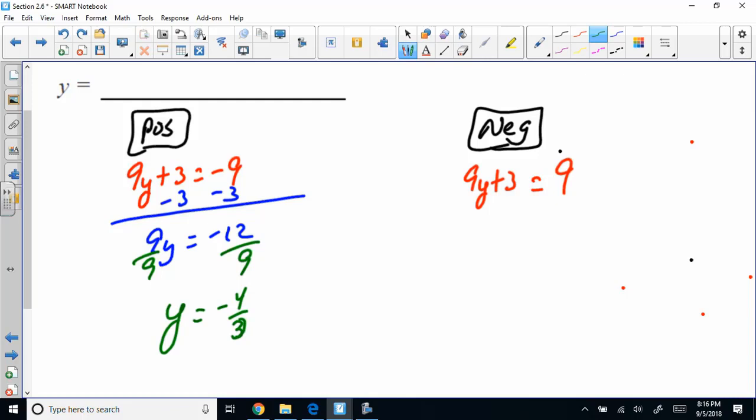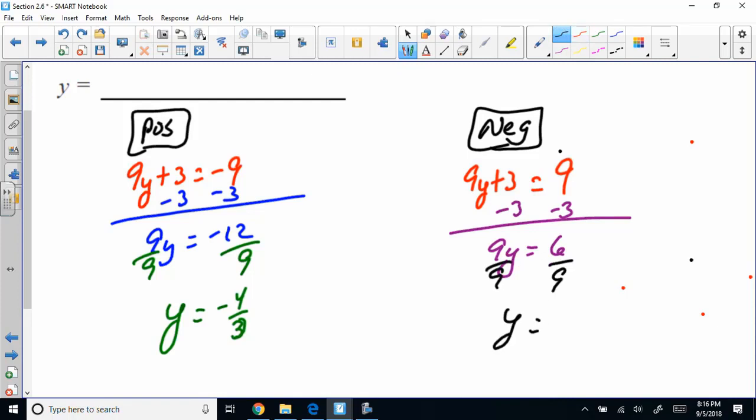So I simplify that. Yep. And then let's do the other side. So that's 9y equals what? 6. Divide both sides by 9. So y equals 2/3. Right?